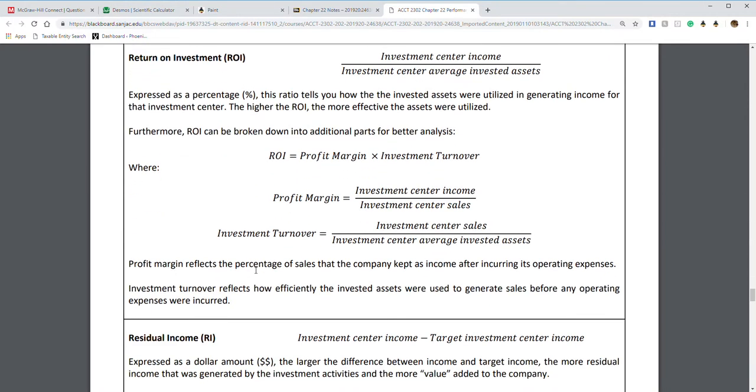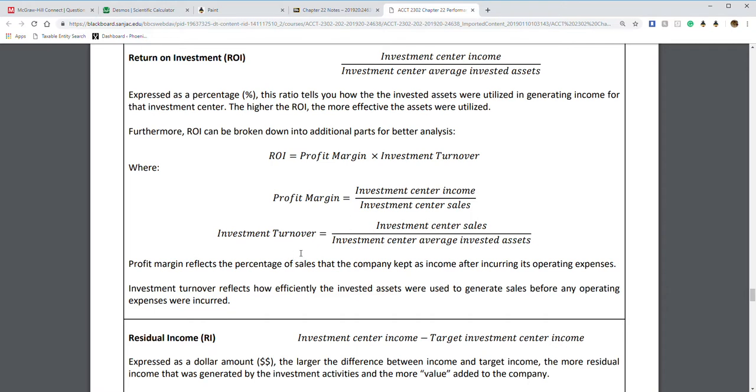So, ROI can actually be broken down even further. And I will tell you, it will ask in problems on Connect in the homework to find profit margin and investment turnover. So ROI is profit margin times investment turnover. Our profit margin, which reflects the percentage of sales that a company can keep after incurring its expenses, is going to be investment center income divided by investment center sales.